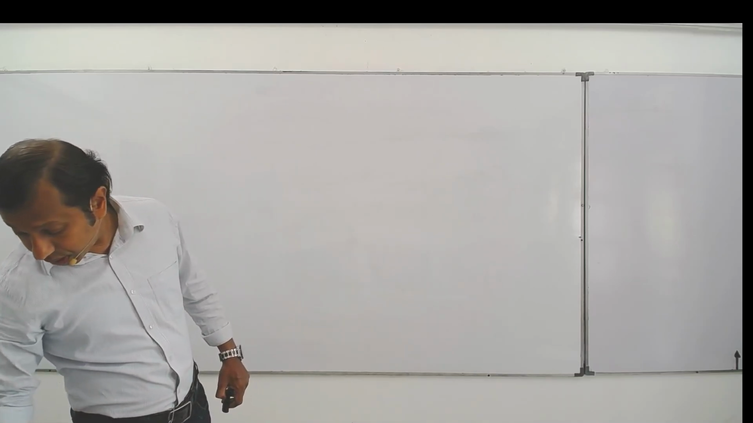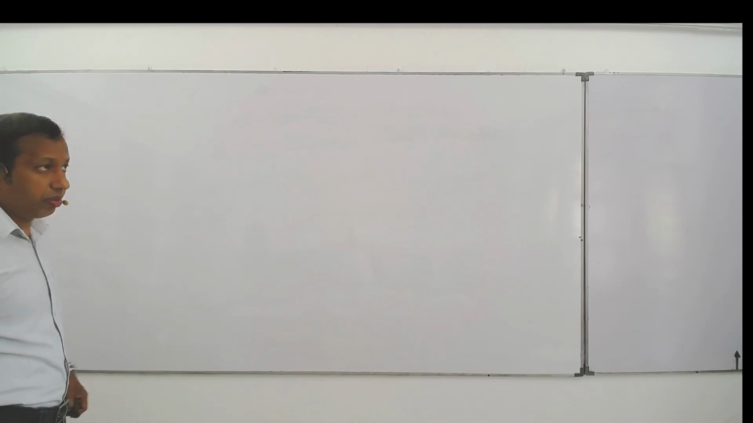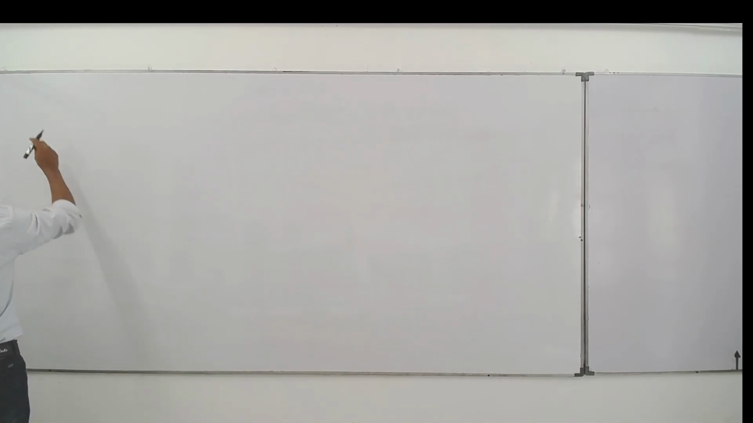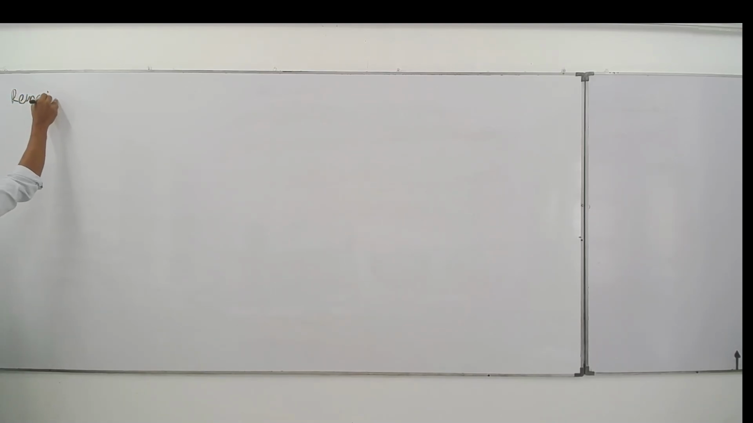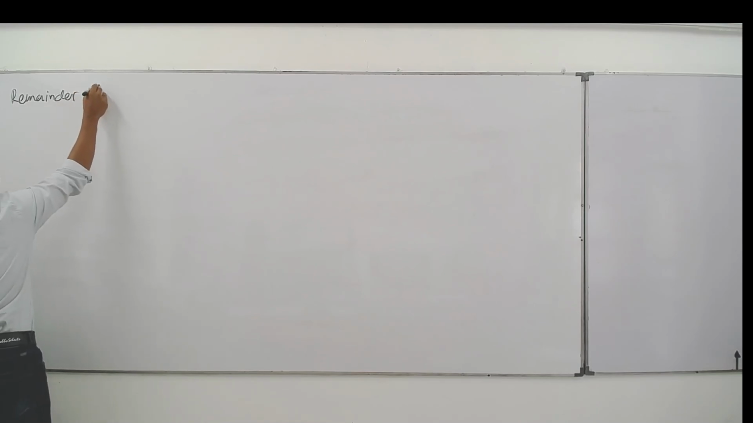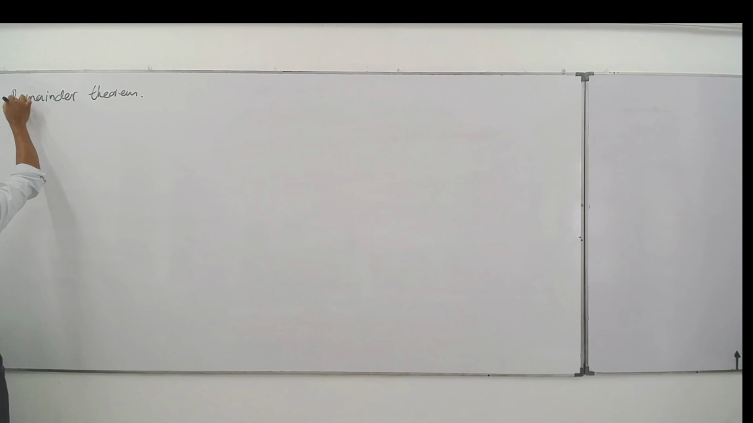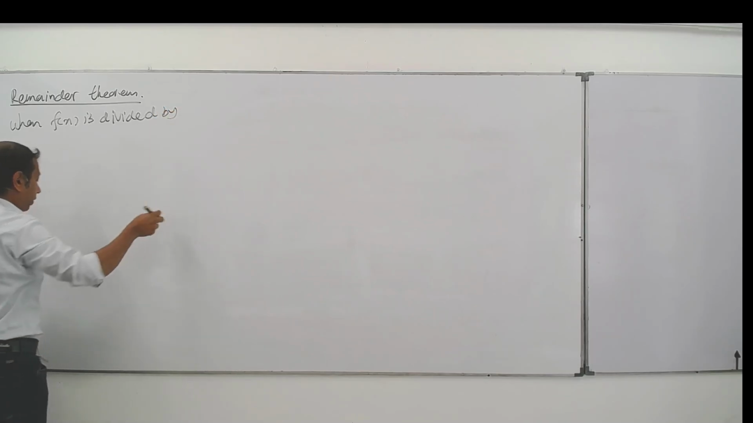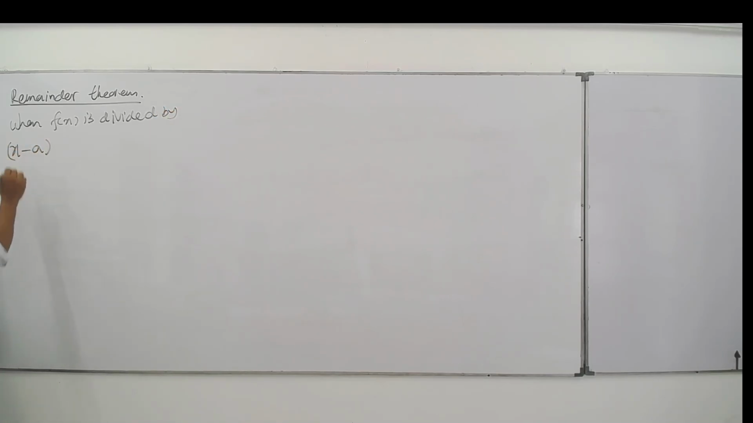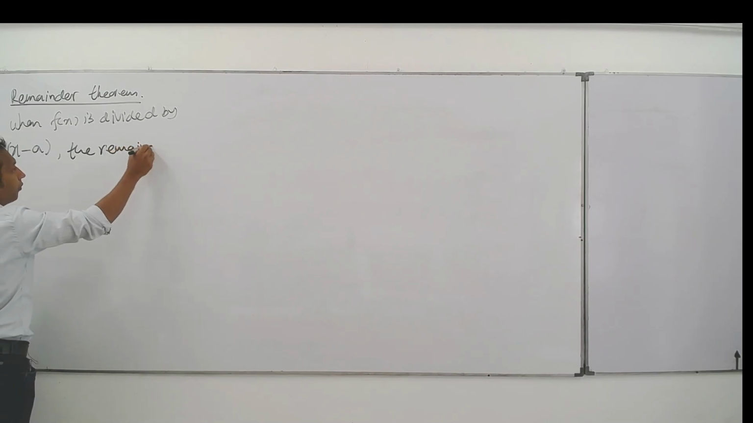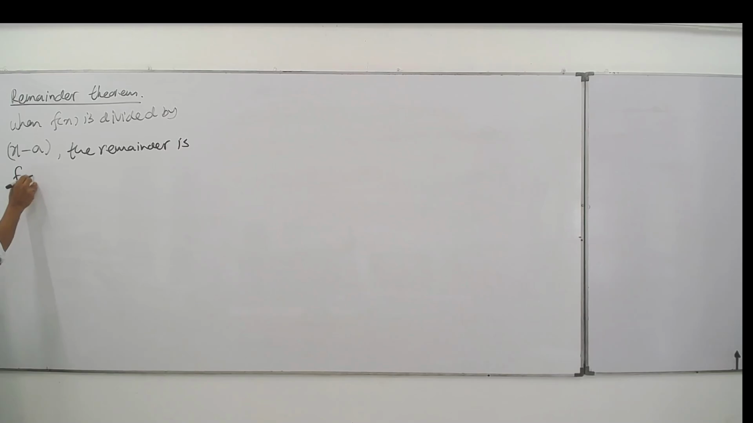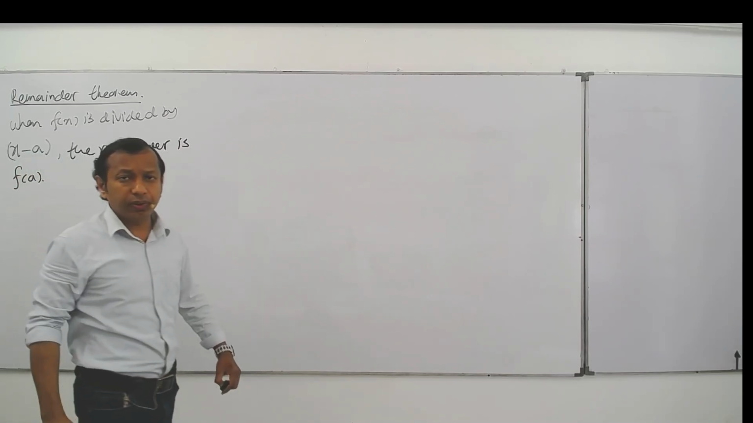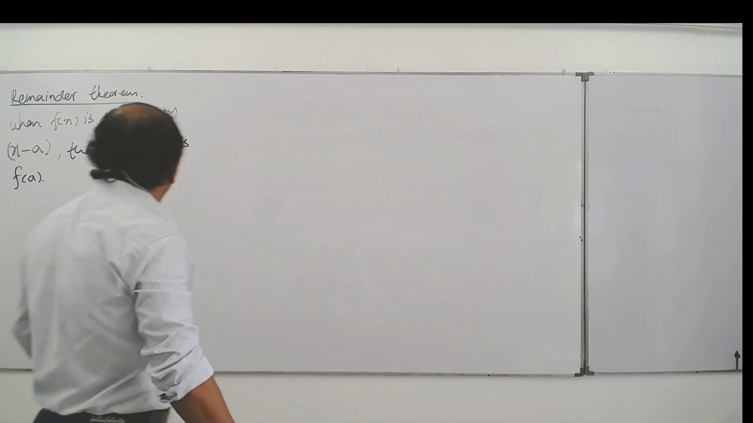Okay, question number 2 says state and prove the remainder theorem. What is the remainder theorem? When f(x) is divided by x minus a, the remainder is f(a). This is the remainder theorem. You are asked to prove that. We prove it like this.